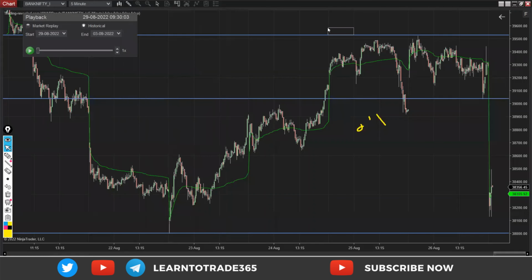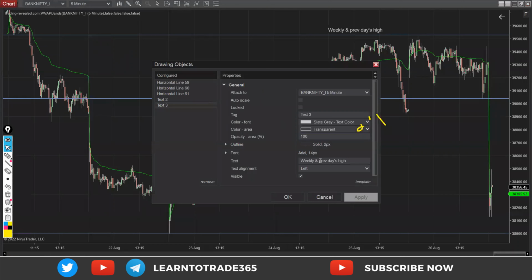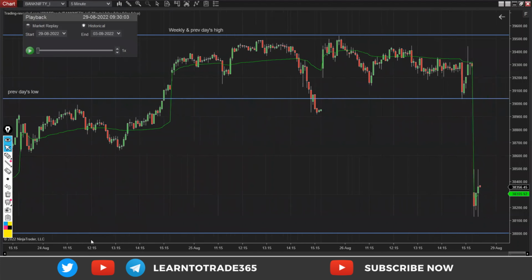Okay, this is weekly and previous day's high, right? This is weekly and previous day ka high. What is this level? Previous day ka low. Okay, I might go slow, but concepts have to be understood practically, slowly and steadily only.